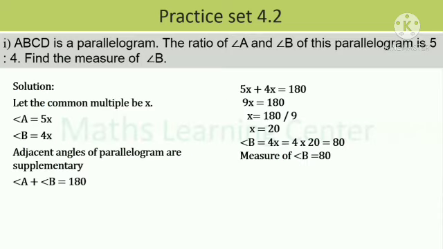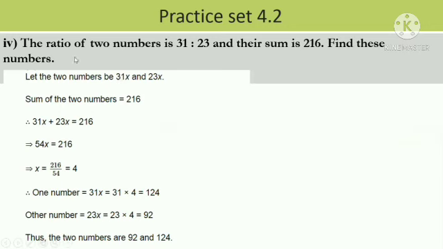Now we'll proceed to question number 4. The ratio of two numbers is 31 is to 23. The ratio of two numbers is given.